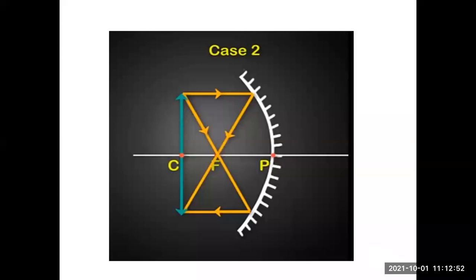If you go through those 3 rules, you can draw all the 6 positions of the object, and you can observe the position of the images for the corresponding position of the object, as well as the nature of the image and its size. In your textbook, all these cases are not given precisely, so I have taken all these images so that people will understand exactly what is the object.